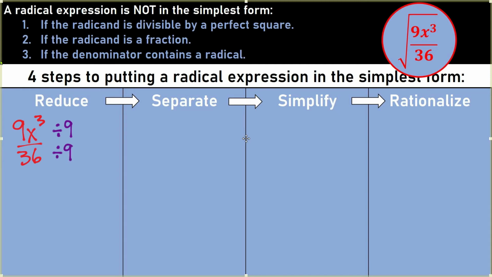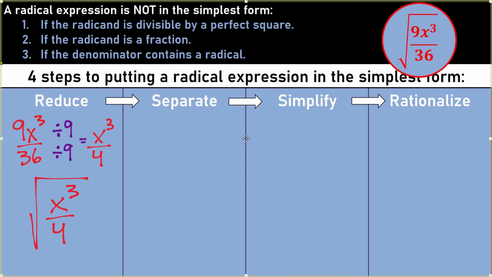So I'm going to divide the numerator by 9 and the denominator by 9. So now I have 9x to the third divided by 9 is 1x to the third. And I have 36 divided by 9, which is 4. And then I need to remember that that's not my whole problem. That's just the radicand. So after the reducing step, my problem looks like that. X to the third over 4.